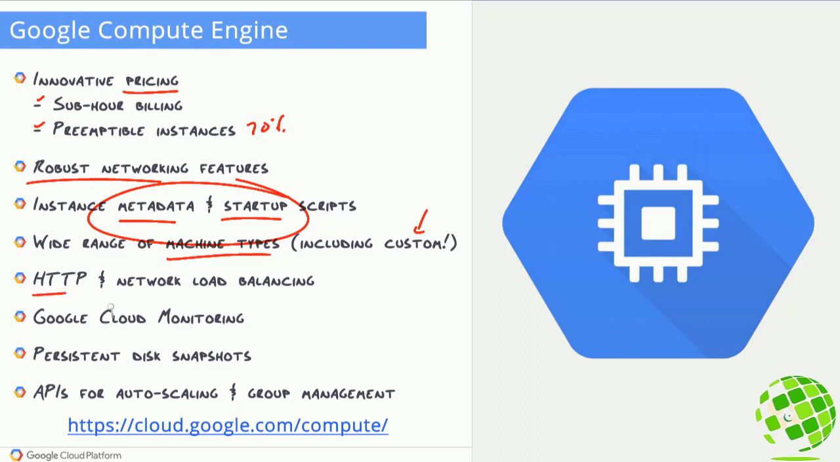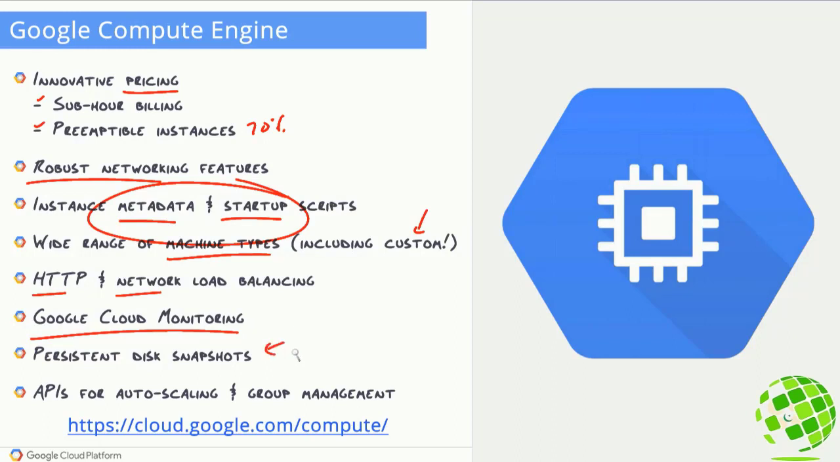HTTP for cross-region global load balancing, and network for TCP/UDP load balancing within a region. Google Cloud Monitoring is a really neat tool that allows us to create uptime checks so we can monitor uptime, we can create alerting policies and get notified when something goes wrong, and we can even create dashboards off a lot of the metrics that are generated from our Compute Engine infrastructure.